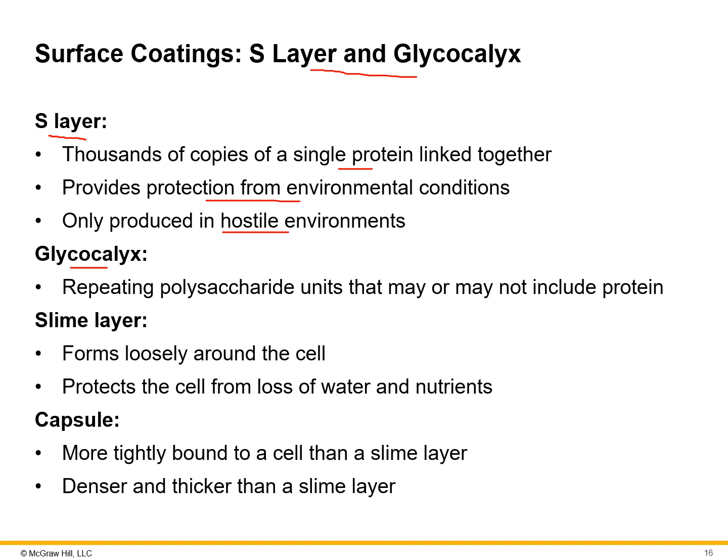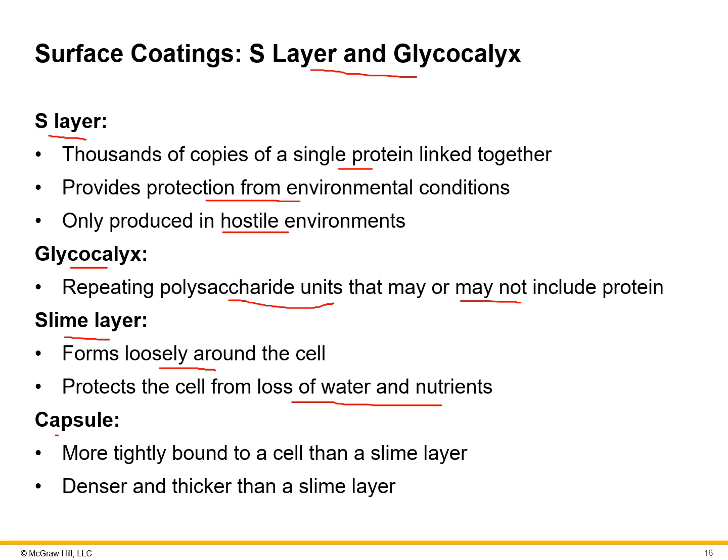Others can make what's called a glycocalyx. So this is a sugar unit, so a polysaccharide, or like glucose is an example, that may or may not have protein as well. Again, it helps it with attachment. A slime layer forms more loosely around the cell and protects it from losing water or nutrients. So it's more a protective layer like the S layer, not so much with pathogenicity and causing disease, but just an advantage to help it in different environments.